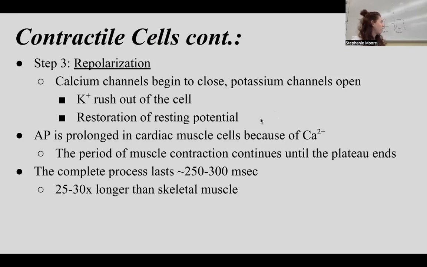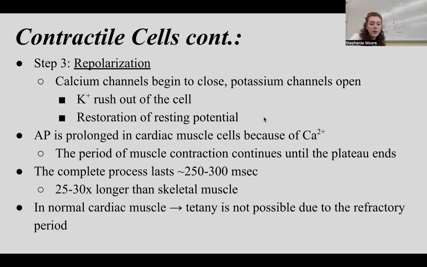All right, and then I'm trying to have y'all compare skeletal versus cardiac, because cardiac is going to be slower. Skeletal muscle depolarization, repolarization, and hyperpolarization happen around 25 to 30 times faster. Now, the reason that this is good for our body, good for homeostasis, is because this means that cardiac muscle tissue cannot tetany.